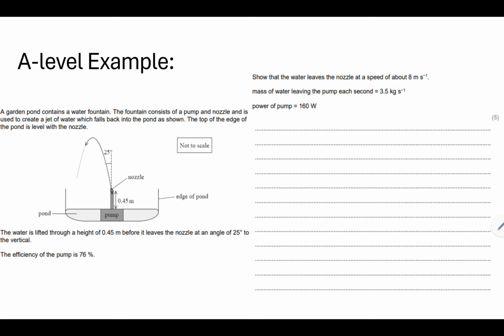So using the previous formula, it will be the useful over the total equals the efficiency. So we want to find out the useful, so we just need to multiply the total with the efficiency. So when we do that, we will get 121.6 watts.